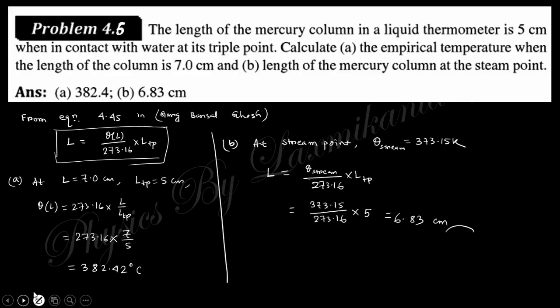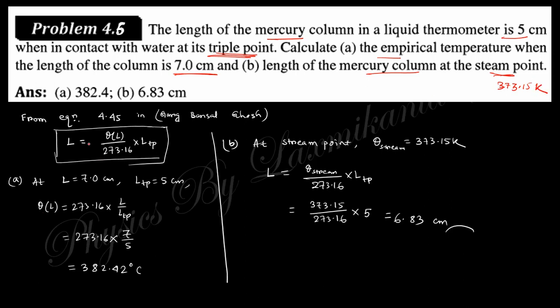Clear? Next question. The length of the mercury column of a liquid thermometer is 5 centimeter at the triple point. Triple point is 273.16 Kelvin. And the empirical temperature when the length of the column is 7 centimeter, what will be the temperature? And the next question is the mercury column at the steam point, that is 373.15 Kelvin.